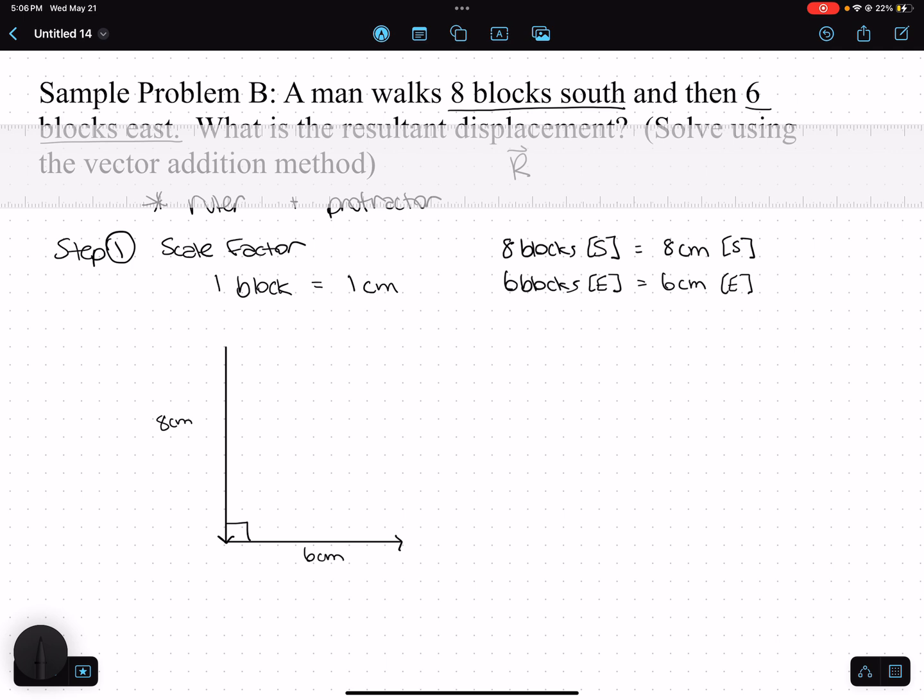Now we want to make sure we're drawing our resultant displacement. We are going to connect start to finish, and we always draw an arrowhead on our resultant towards the finish line. Never towards the start, always towards the finish. Once we have drawn this resultant, we just need to make sure everything is very, very accurate. I'll give you a couple seconds to make sure your triangles look perfect.